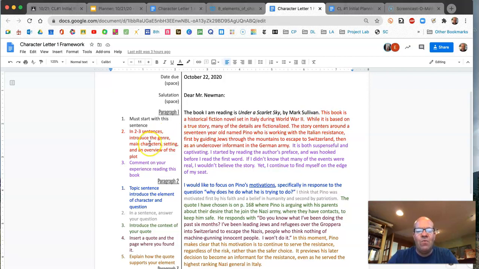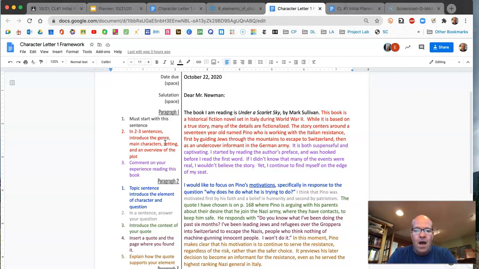So now in red, I need 2 or 3 sentences where I introduce the genre, the main characters, the setting, and the plot. So just kind of an overview. I'm introducing the book to you. This is the book I'm reading, Beneath the Scarlet Sky. It's a really good book.